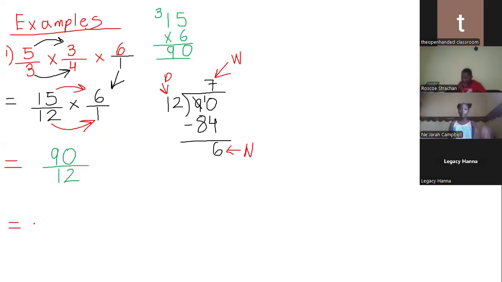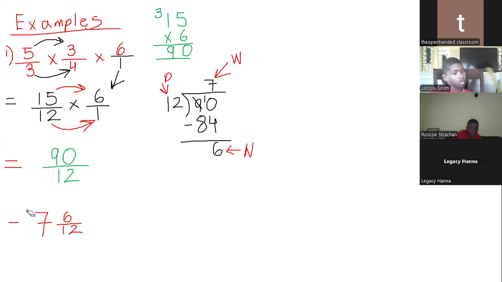It's going to be equal to what? 7 and 6 over 12. Very good. Are we done? No, sir. We can simplify it, right? Yes, we can simplify it.